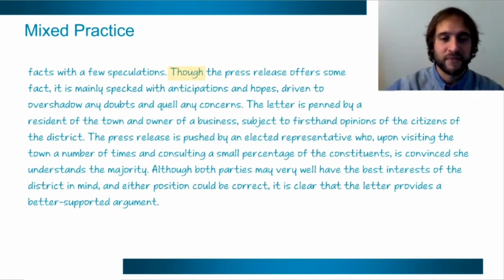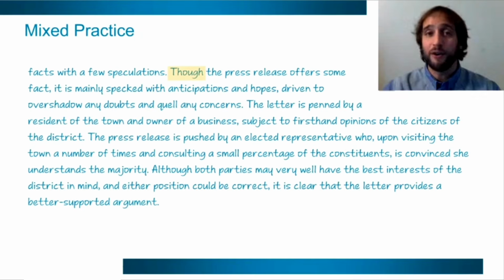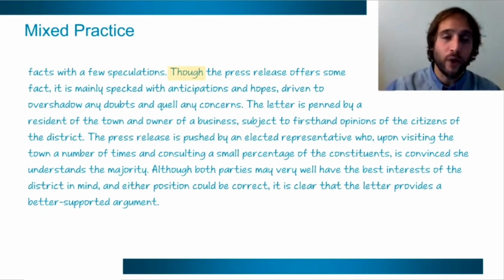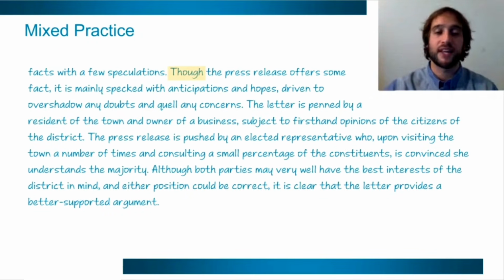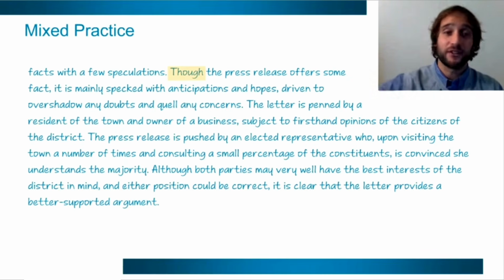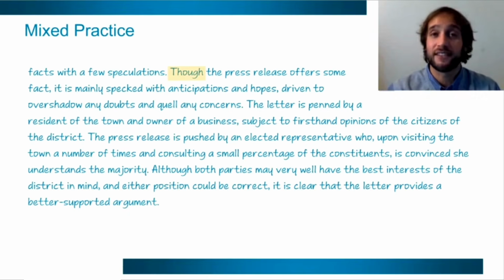Fantastic. All right, so let's hammer it home. Let's continue to drive home why we, as the authors of this statement, really support passage 2. Well, it's a business owner. It's a local person, somebody who has more firsthand opinions. All of those point to the credibility of that author of passage 2.